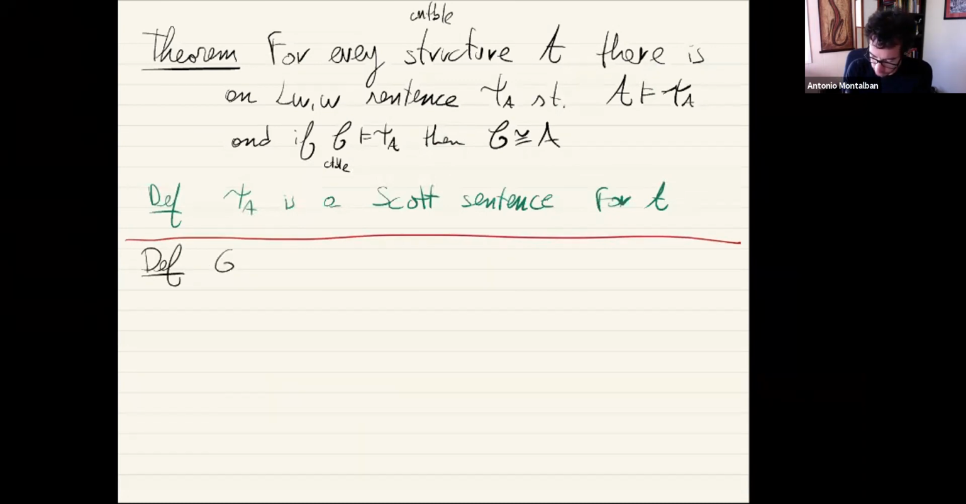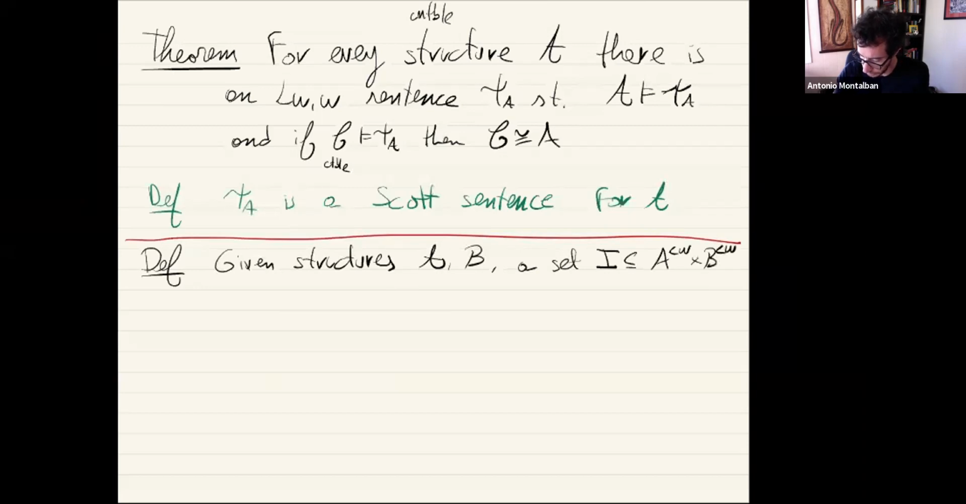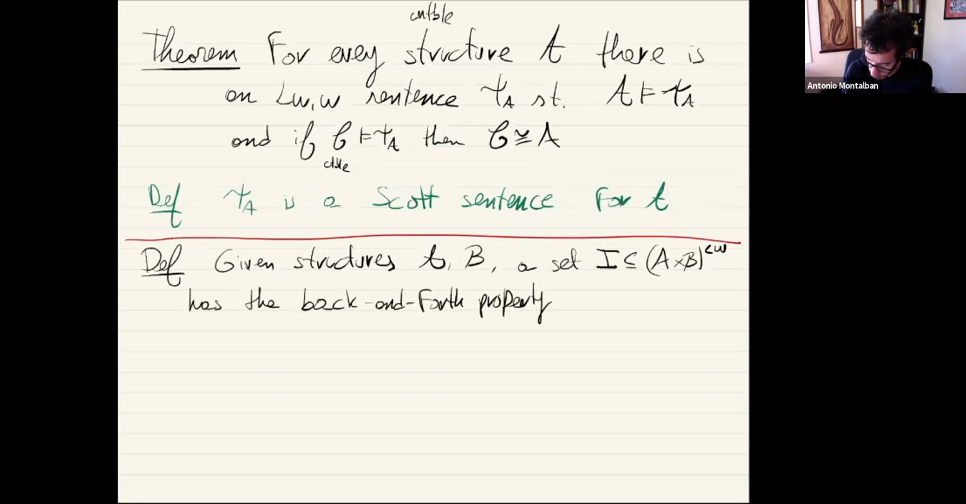So, definition. Given structures A and B, a set of tuples, it's a subset of A to the less than omega times B to the less than omega. Actually, A times B, tuples of the same size, I guess. Maybe it's better the other way around. It has the back and forth property if it satisfies the following properties.